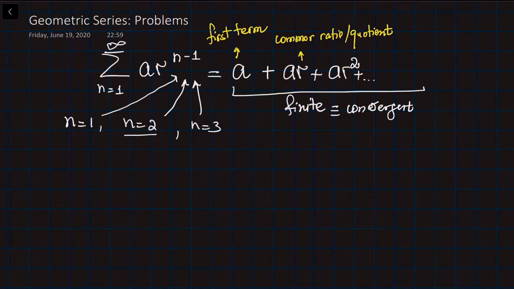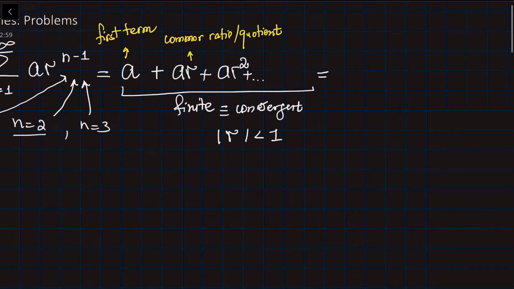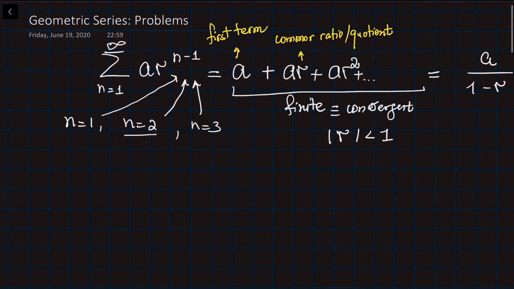And this is possible when this general ratio, general quotient, is between -1 and 1, or if its absolute value is less than 1. And if r's absolute value is less than 1, the sum is going to be equal to a divided by 1 minus r simply. So otherwise, if r is not between -1 and 1, if r is even equal to 1, the sum is going to be infinite. In this case, we say that the series is divergent. So we are going to solve a couple of problems.